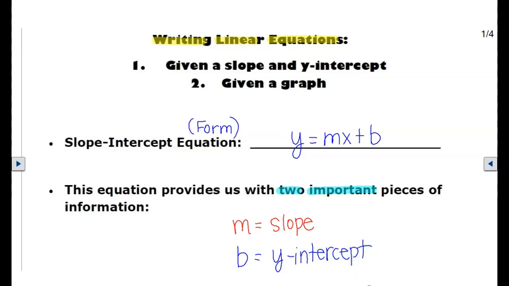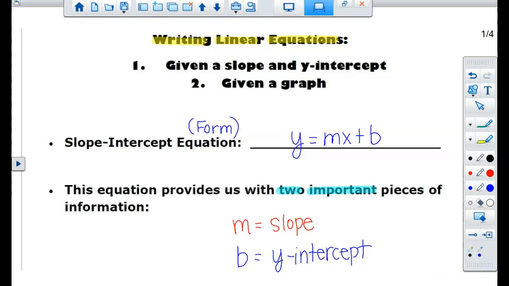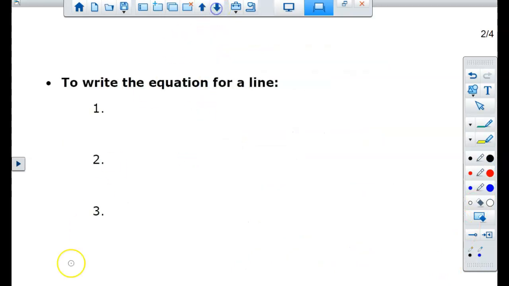So notice that even though we're moving on here, we're going to continue working with slope-intercept, y equals mx plus b. And we need to continue to remember that that equation tells us two important things about a line. It tells us the m, which is the slope of the line, how it rises and runs, and it tells us the b, which is the y-intercept of the line. So it lets us know where that line is going to cross the y-axis.